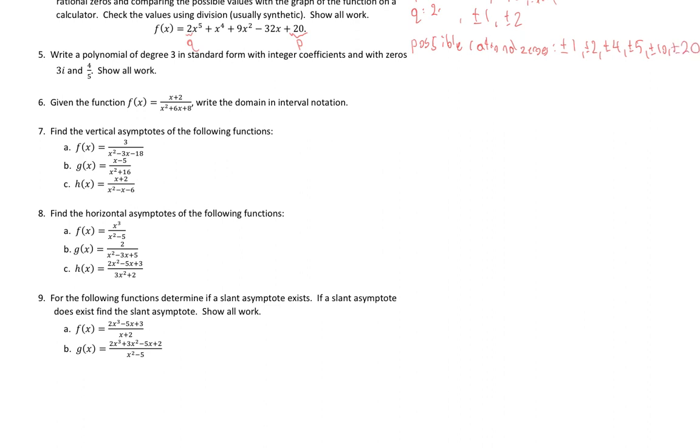And now I'll go ahead and do it over the 2. So we have plus or minus 1 over 2. And then 2 over 2, well, that's 1. We already have that one. 4 over 2, that's 2. We already have that one. We don't have 5 over 2. 10 over 2, that's 5. We already got that. And 20 over 2, that's 10. We already have that. So here are our possible rational zeros.